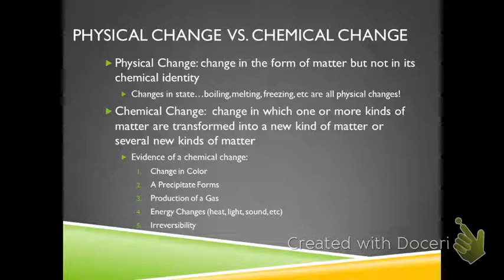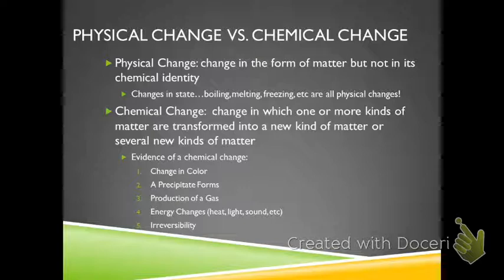There are 5 pieces of evidence that a chemical change has occurred. So these are things you would see in a lab that would tell you that a chemical change occurred. The first one is a change in color. The second one is a precipitate forming, which is a solid. The third one is a production of a gas, which you would know if you saw bubbles or steam, or things that would signify to you that a gas had formed, or you smelled an odor. The fourth one is energy changes. You might feel some hot or feel some cold, see some sparks of light, or hear a popping sound. All of that would indicate that you have a chemical change.